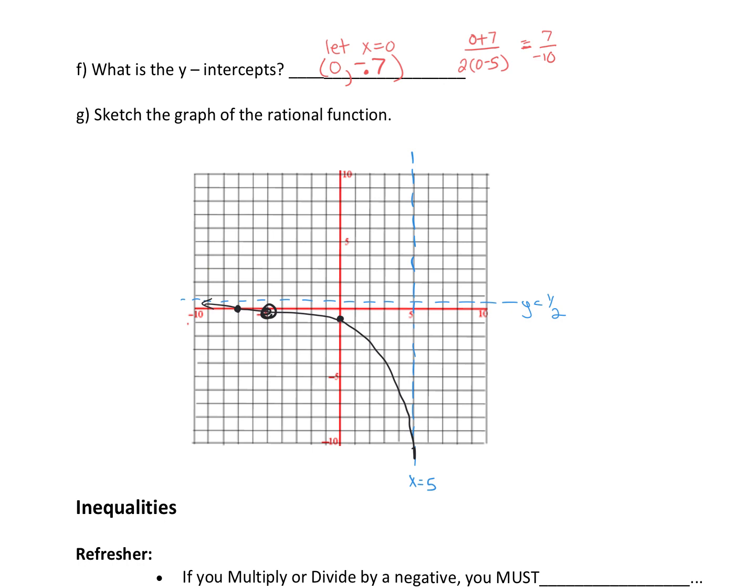And then on the other side, if I don't know, let's just find what f of 6 is. So f of 6 is going to be 6 plus 7 over 2 times 6 minus 5, 13 over 2, or 6.5. So putting this at 6 and then 6, 6.5 right here, we might get something that looks like this. Okay.